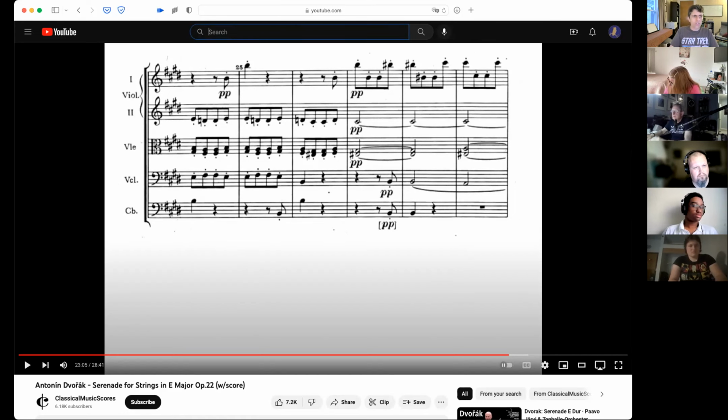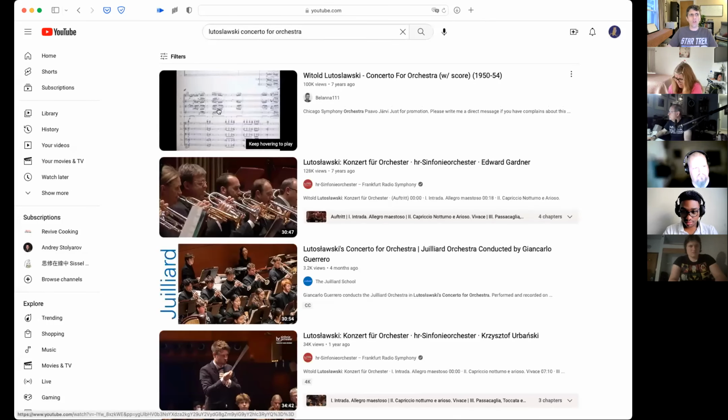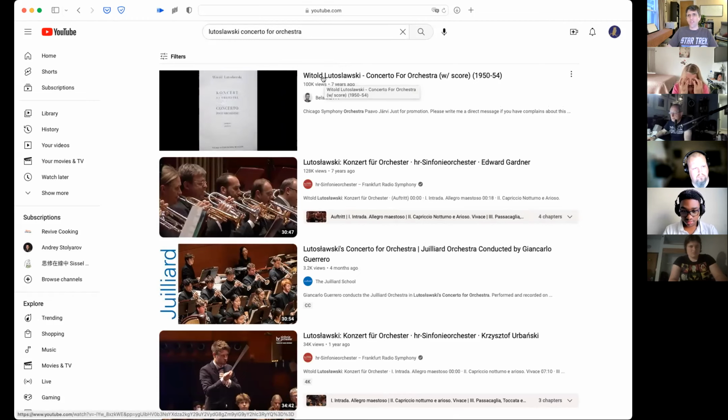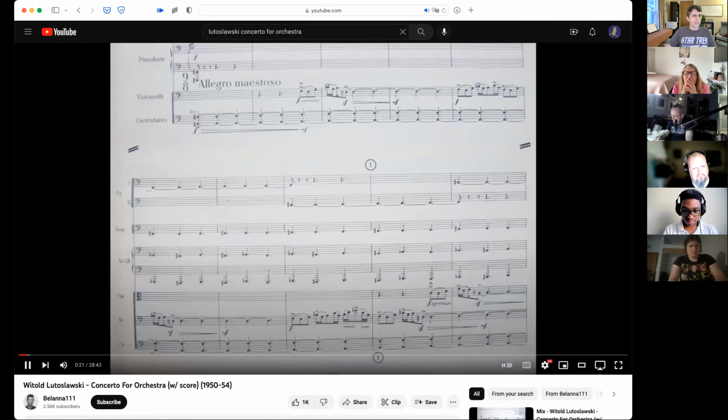You know what I might say? I'd say either the Lutosławski Concerto for Orchestra or the Bartók Concerto for Orchestra. And I'm going to say the Lutosławski just because everyone knows Bartók. They don't necessarily know Lutosławski. But Lutosławski is a fabulous orchestrator. He's one of the best orchestrators of the 20th century.